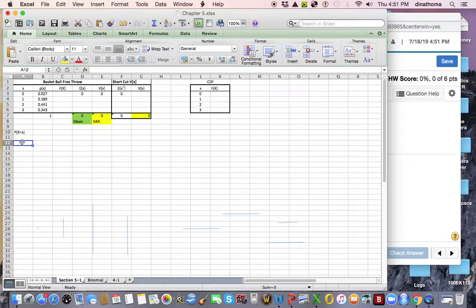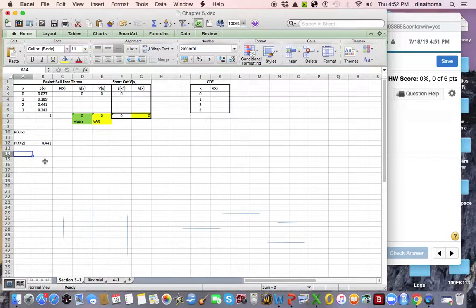So if I want to find the probability that some random x equals that the basketball player makes exactly 2 shots, well, that is just the value in the table of 0.441. So that's what a probability distribution function does for us. It gives us the value right out of the table for when it's exactly or equals.